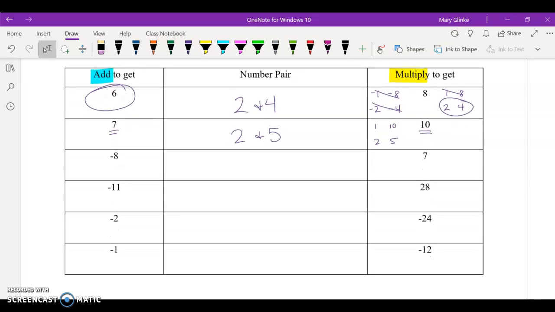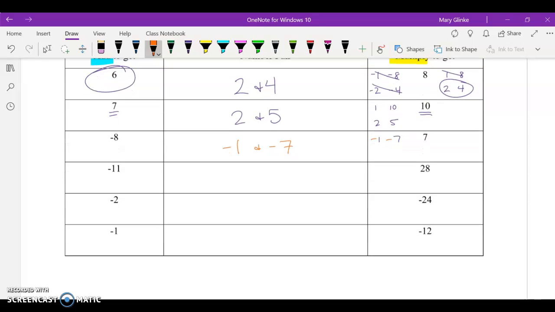So take a moment and think about the next couple. So this one, what multiplies to get 7 and adds to get -8? Think about it for a moment. So 1 and 7 are pretty much the only thing that multiply, but it doesn't get us -8. However, if they're both negative, then that would work. So it's going to be -1 and -7.